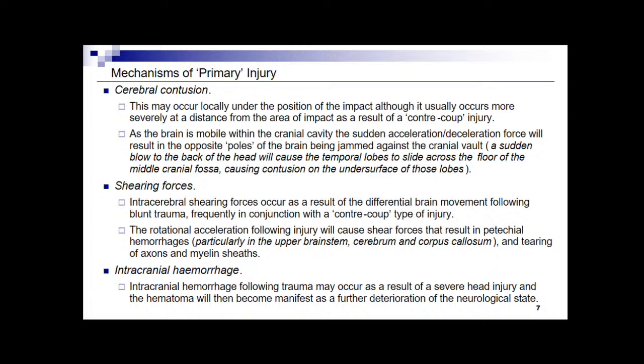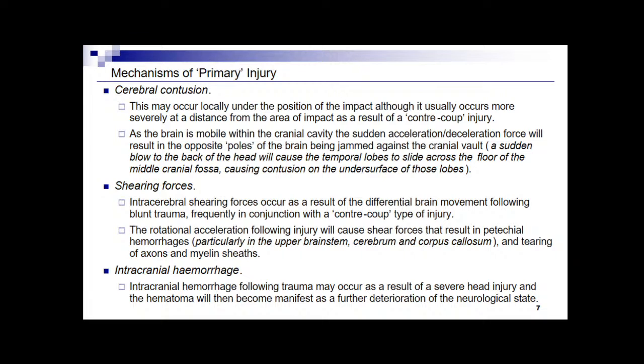The second variant of the second mechanism of primary injury is the shearing forces. Intracerebral shearing forces occur as a result of the differential brain movement following blunt trauma, frequently in conjunction with the counter-coup type of injury. The rotational acceleration injury will cause shear forces that result in petechial hemorrhages, particularly in the upper brainstem, cerebellum, and corpus callosum.